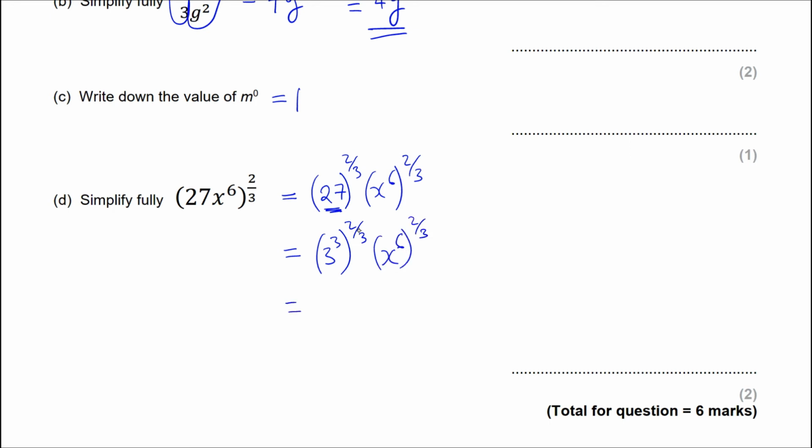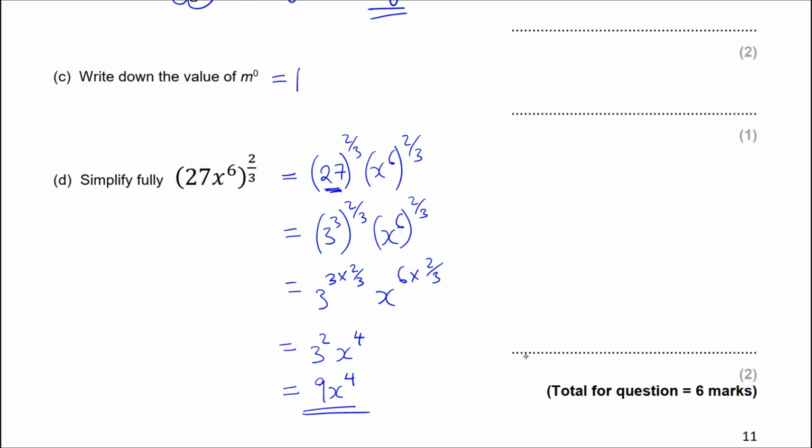And then we now multiply the powers. So 3 to the power 3 multiplied by 2 over 3, x to the power 6 multiplied by 2 over 3. All right, so 2 thirds of 3 will just be 2. So 3 to the power 2, 2 thirds of 6 will be 4. So x to the power 4. And then you simplify that. So that will be 9x squared. And that will be, this is actually 4. My apologies. 2/3 of 6 is 4, so that will be x to the power 4, and that will be your required solution.